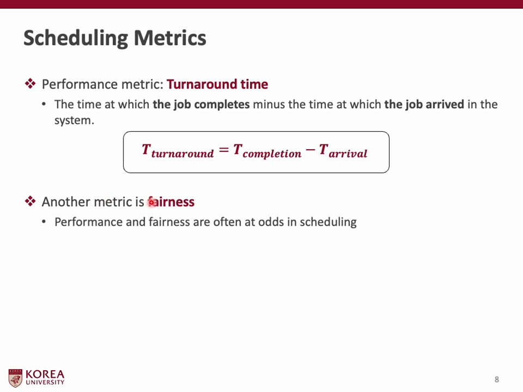And there is another metric to consider, which is fairness. This measures whether all jobs get a fair share of the CPU resource. But the problem is that performance and fairness often conflict with each other. I mean, a policy that's great for performance might be terrible for fairness, and vice versa. So that's one of the central challenges in scheduling. But in today's class, we will focus only on the performance metric, that is turnaround time, and fairness will be handled later again.